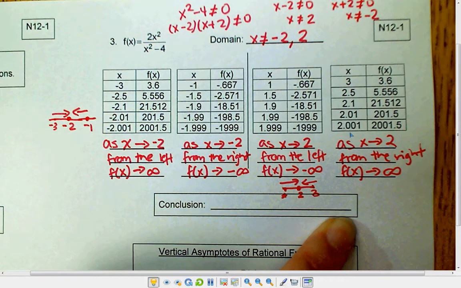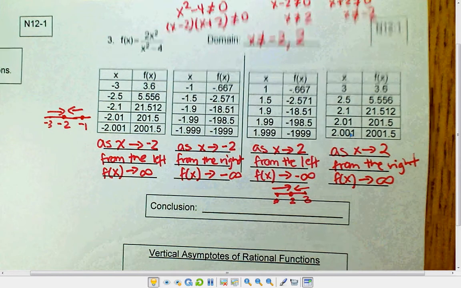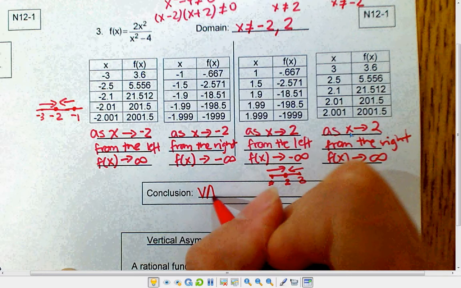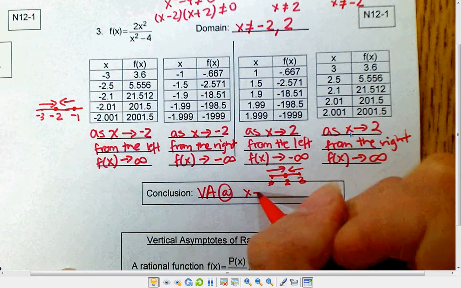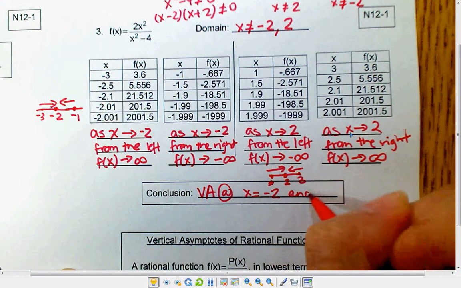So since they're both getting closer and closer to either negative infinity or positive infinity, we know that there are vertical asymptotes at x is equal to -2 and x is equal to 2.